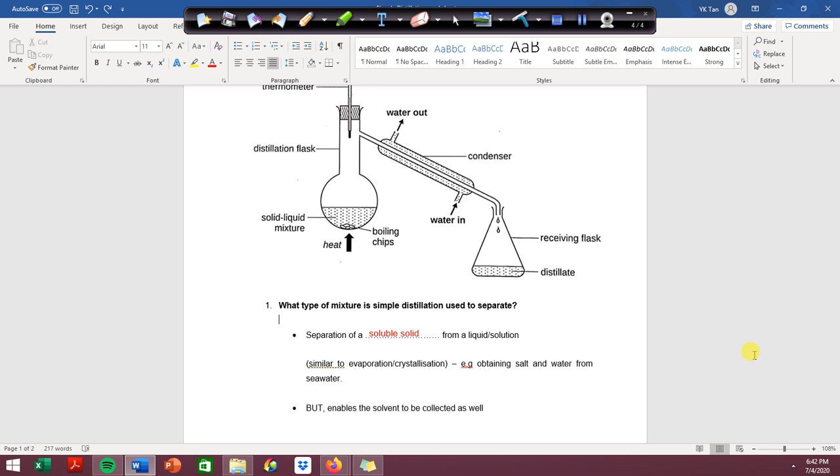However, the difference here is that for evaporation and crystallization, I am not able to obtain water. The water will just evaporate away into the atmosphere. But with simple distillation, I'm able to obtain both the salt and the water. And therefore, it enables the solvent to be collected as well.